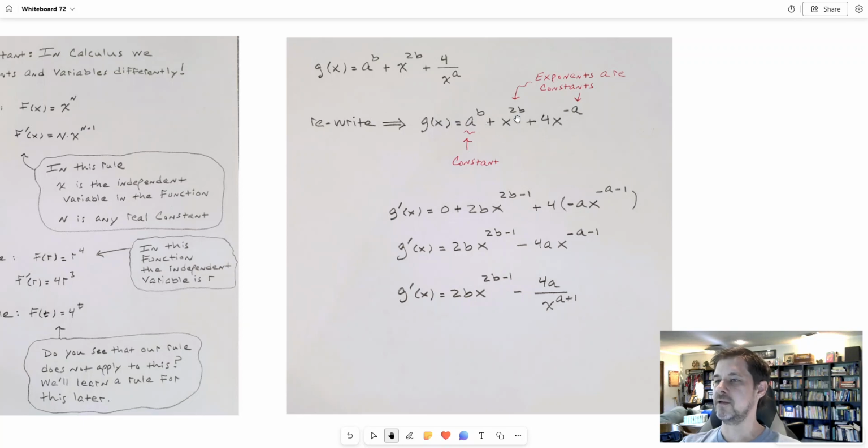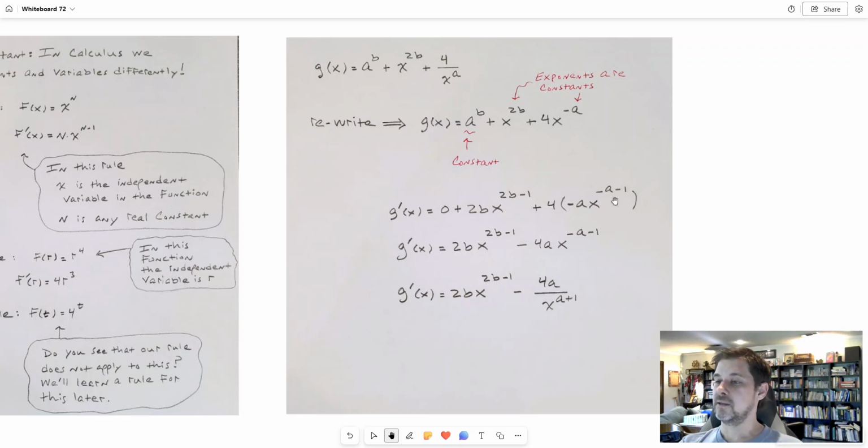So what do I do here? This is a variable base to a constant power. I bring the power to the front as a coefficient. I subtract 1, and that's all I can do there. I carry this plus down. Also, our rules say I could carry that coefficient down, 4. Then the derivative here of x to the power negative a, I bring the negative a to the front as a coefficient, and I subtract 1, which you're looking at there. That's as much as I can say about it.